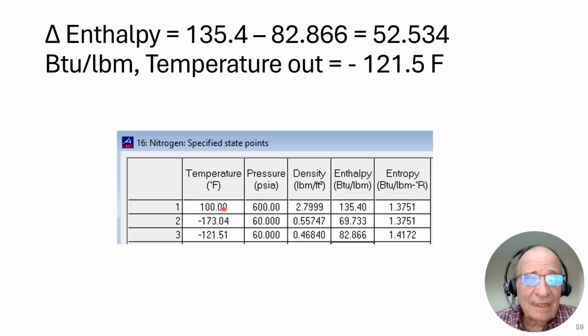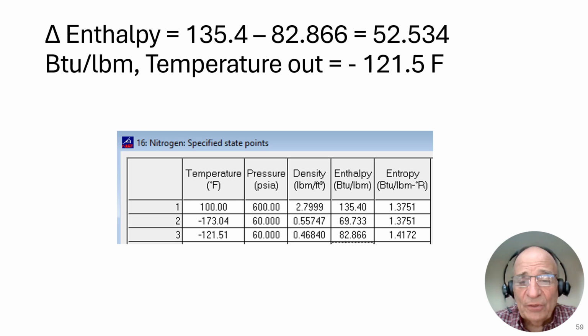Looking at the input to the expander, we have 600 psi absolute and 100 degrees Fahrenheit. Once you put those two intensive properties in, the rest of the row populates. And if it's adiabatic isentropic, we set the entropy in to be equal to the entropy out. So we input this 1.3751 here, and we know the pressure out is 60 psi absolute.